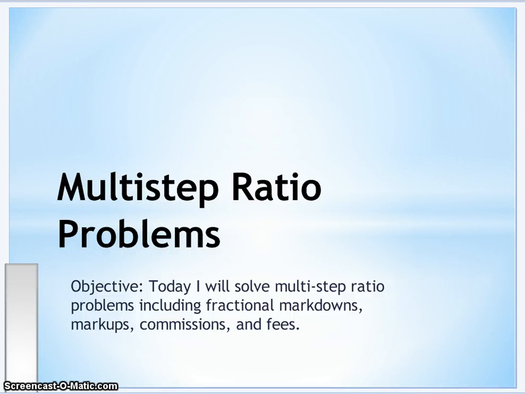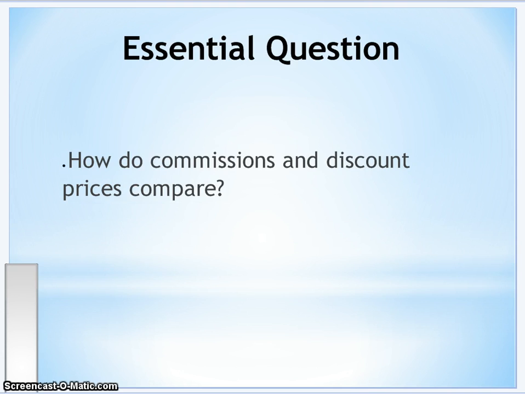Today we are going to go on with multi-step ratio problems. The objective: today I will solve multi-step ratio problems including fractional markdowns, markups, commissions, and fees. The essential question: how do commissions and discount prices compare? To start us off, we have to go over some definitions.